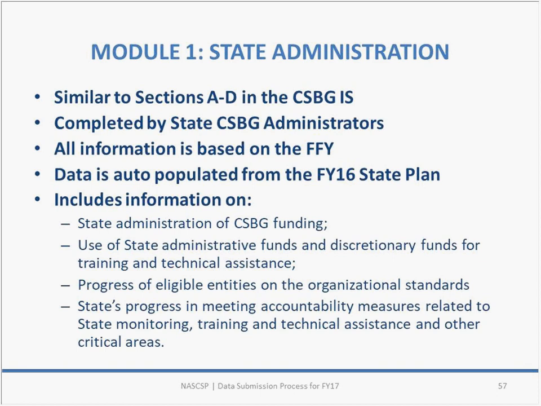Data auto-populated from the FY16 state plan. This module includes information on state administration of CSBG funding, use of those funds, and discretionary dollars, which would be used for training and technical assistance. It'll report on the progress of eligible entities on organizational standards, and the progress in meeting accountability measures related to monitoring, training, technical assistance, and other critical areas. We'll be providing more information to state offices, as will OCS, as we move closer to the submission date of Module 1.